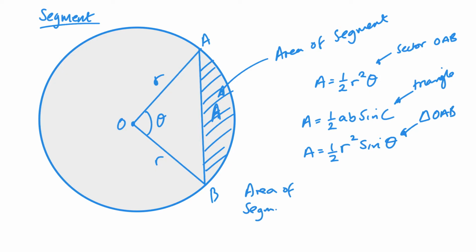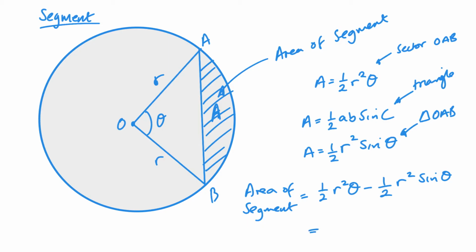So the area of the segment would be the area of the sector, 1/2 r squared theta, minus the area of the triangle, 1/2 r squared sine theta. What I'm doing is taking the area of this pizza slice, imagine it, taking this triangle out of it, and then we're left with this area. And that's what we're doing.